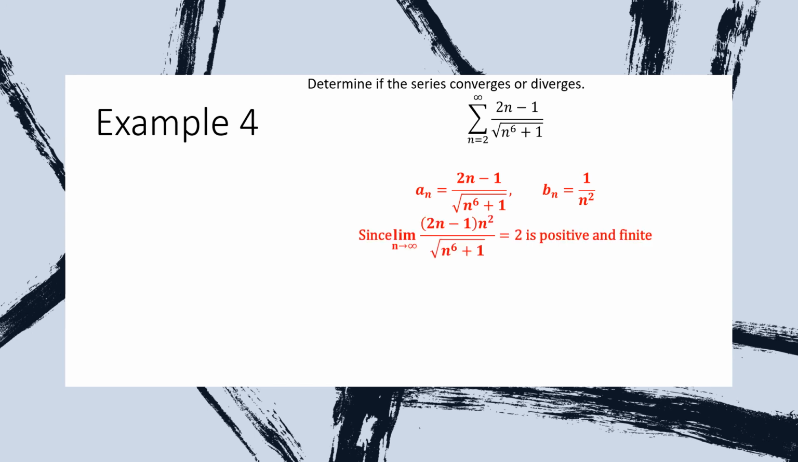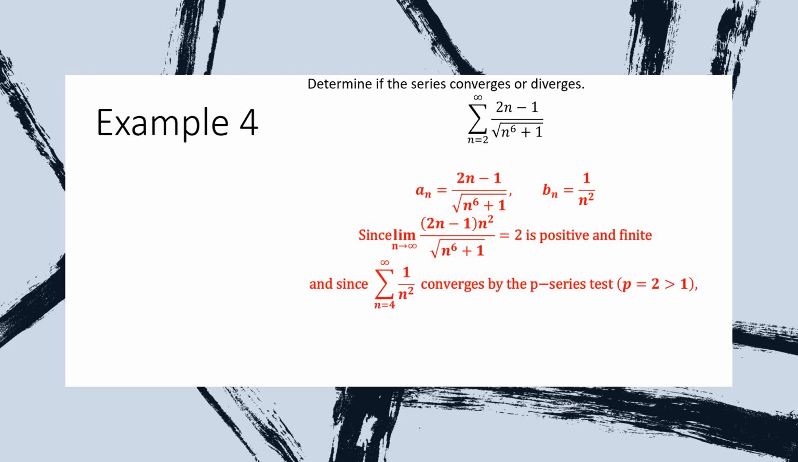And so, again, I'm going to take the limit as n approaches infinity of the ratio of the two functions, a sub n over b sub n. I went ahead and flipped it. And so when I take that limit, I'm going to be left with 2. And 2 is a positive and finite number.